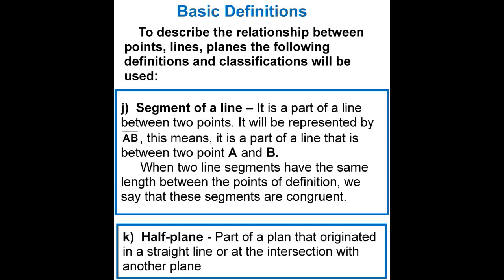When 2 line segments have the same length between the definition points, you can say that these segments are congruent. The definition of a half plane states that it is the part of a plane that originates in a straight line or at intersection with another plane.